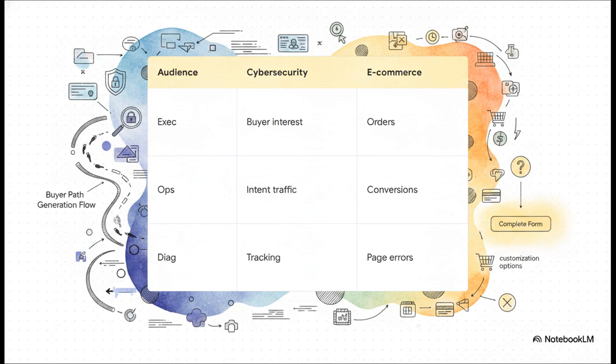But the marketing team, they need to know which specific service pages got buyer intent traffic. Meanwhile, over in e-commerce, an executive dashboard might just track high-level orders. But the operational dashboard has to track whether customers could find the product, understand the options, and actually complete the checkout form. The e-commerce buyer path and the cybersecurity lead generation flow dictate entirely different metrics depending on who is sitting in front of the screen.